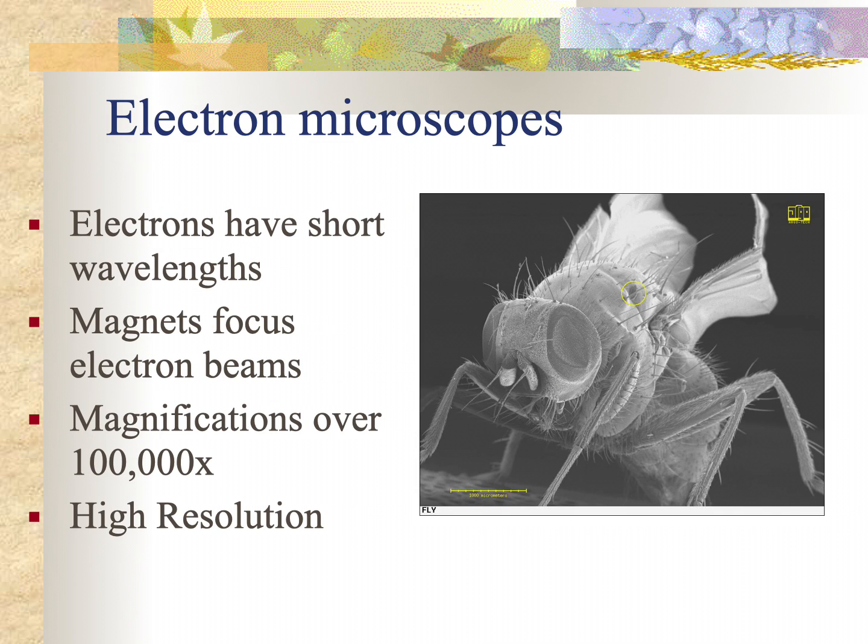Electrons have a much shorter wavelength than light, so they travel in a straighter line. And here you don't use a glass lens to focus light. What you use are magnets to focus beams of electrons. And so you can get magnifications up to 100,000, and the resolution is really what's spectacular. Like this fly, the magnification's not that great, but the resolution is just terrific. You could never see this kind of deep detail with a light microscope.